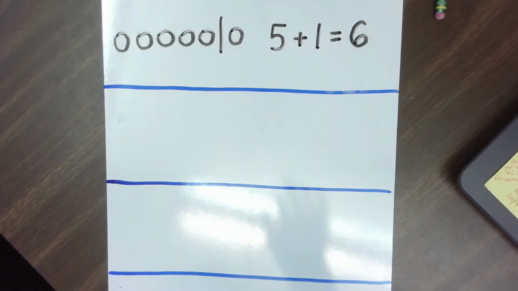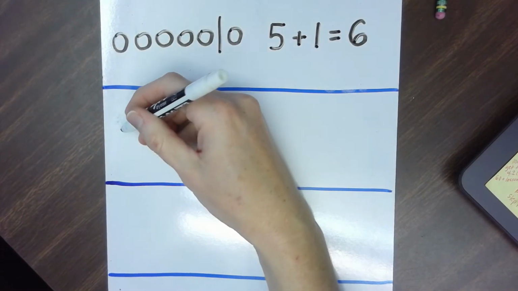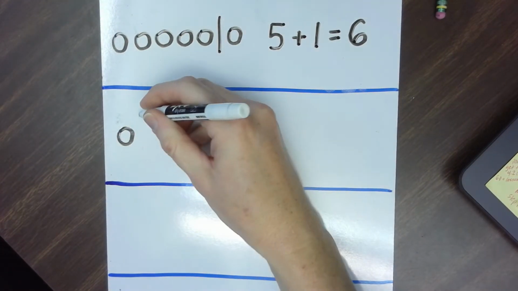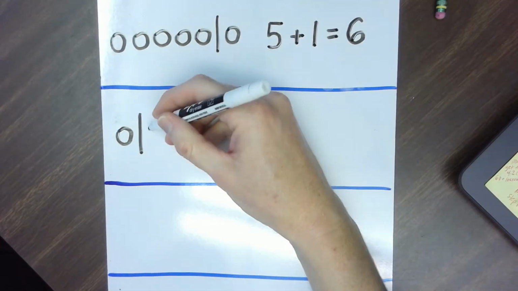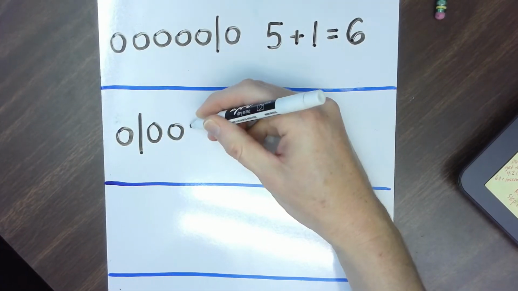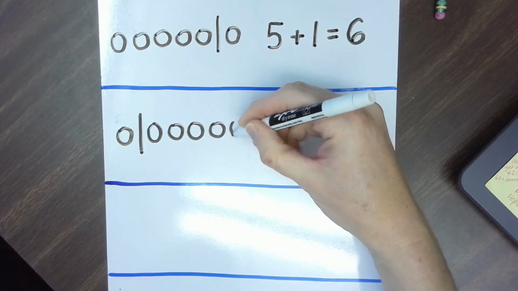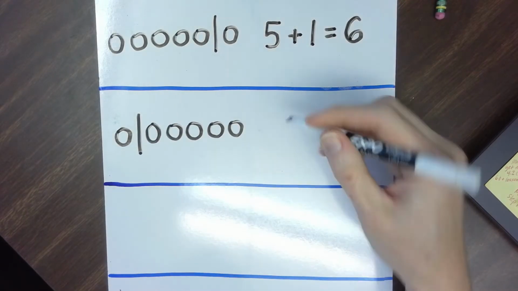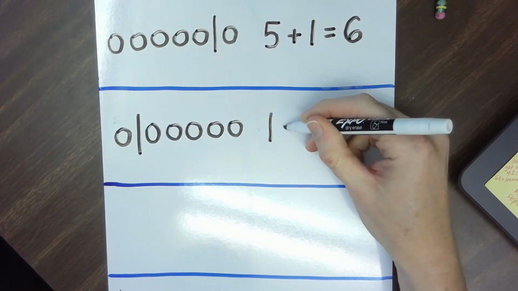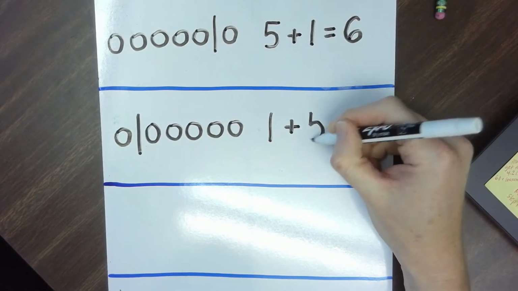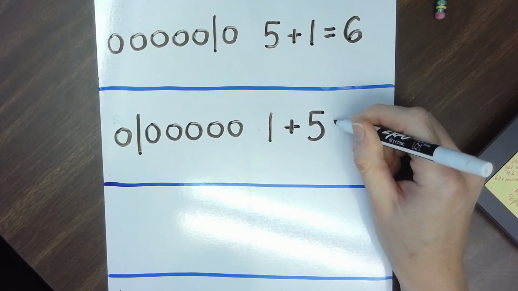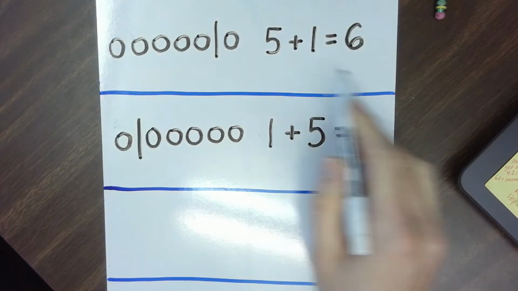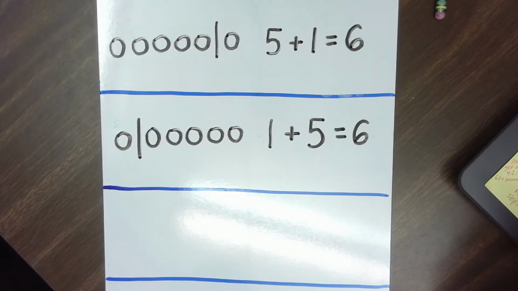Now, let's say Bob only starts with 1 penny. And then I give him 5 more. 1, 2, 3, 4, 5. Now what does our number sentence look like? He started with 1 penny. We added 5 more because I gave him 5 more. And now he has 6 pennies.